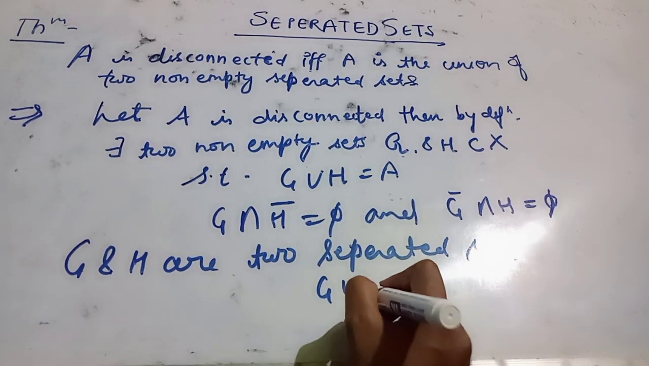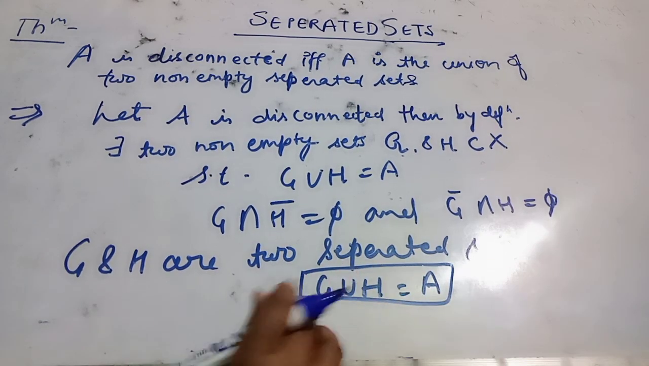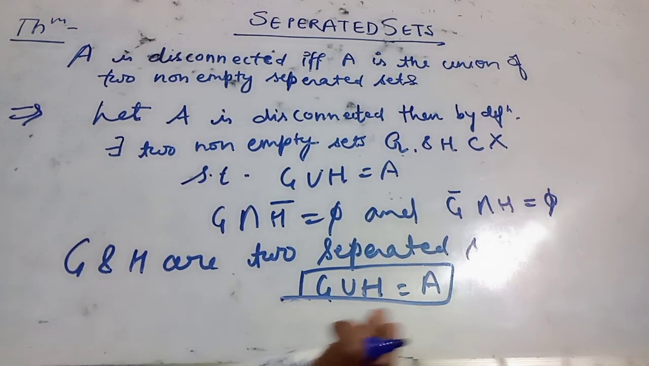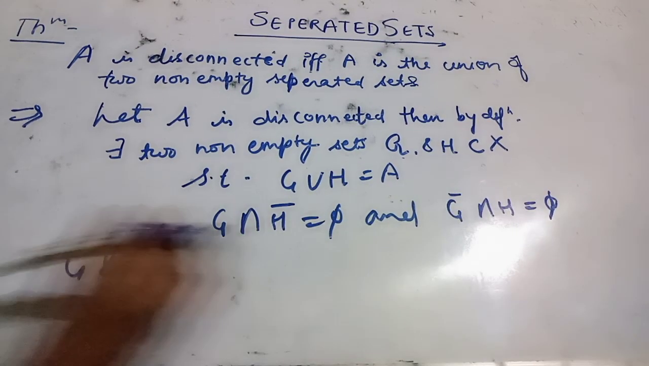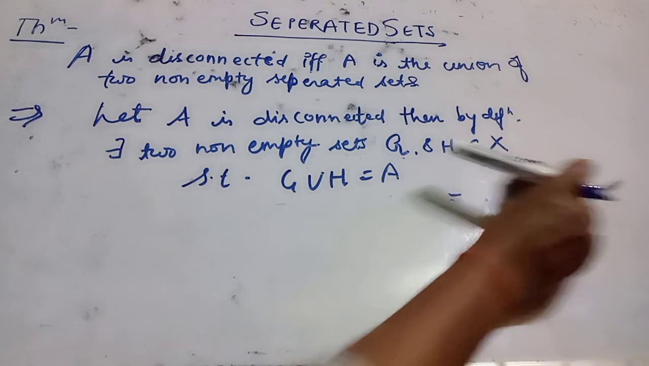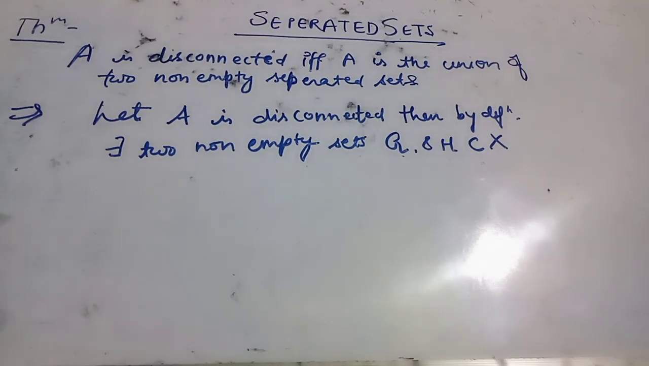G union H is equal to A. Okay, this is the condition that G union H is equal to A. So let's move ahead from this definition. You can note down these terms here, and then we move a little further ahead.